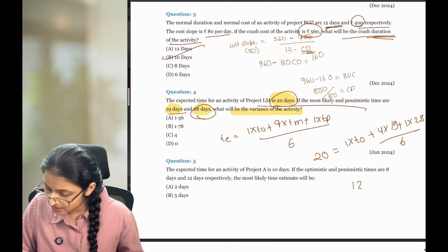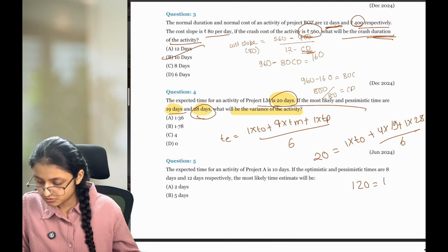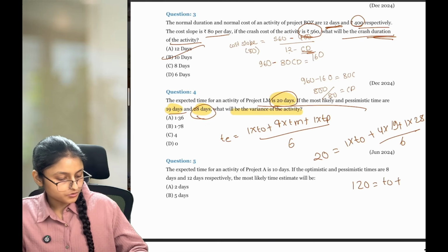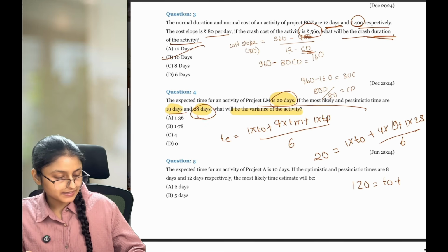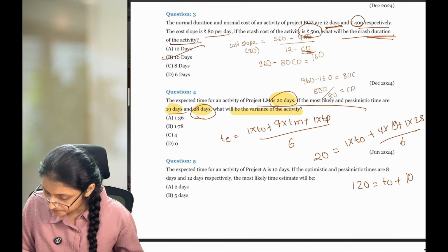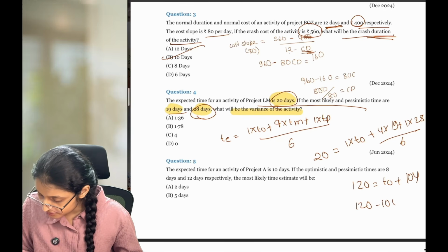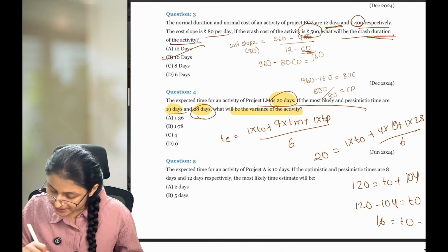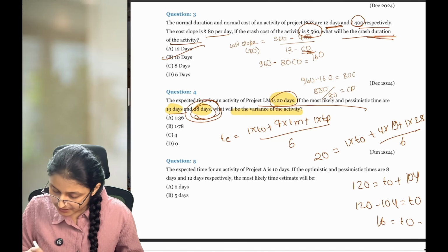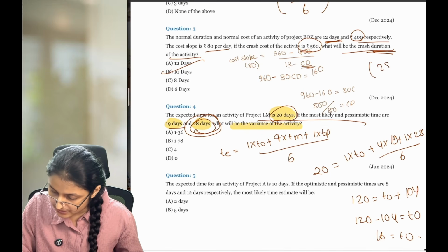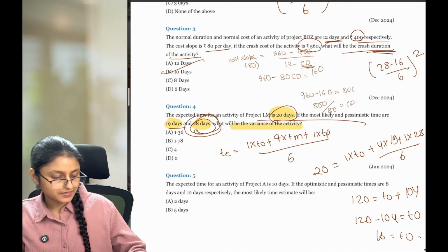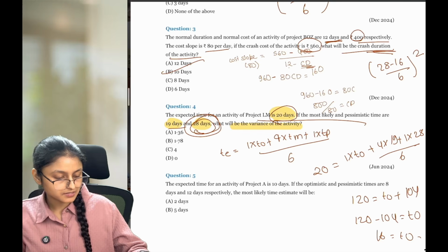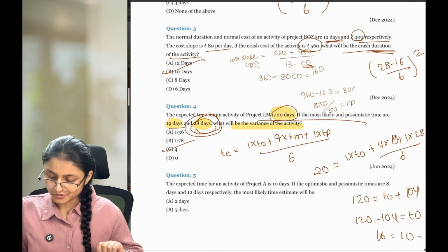So 6 into 20 is 120, which is equal to optimistic time plus 4 into 19 is 76, and 76 plus 28 is equal to 104. So 120 minus 104 will give you optimistic time as 16. After getting optimistic time, compare it with your pessimistic time. So (28 minus 16) divided by 6, whole squared, will give you variance. That is 4. 4 is your variance here.